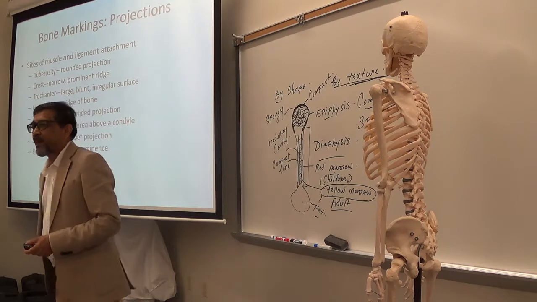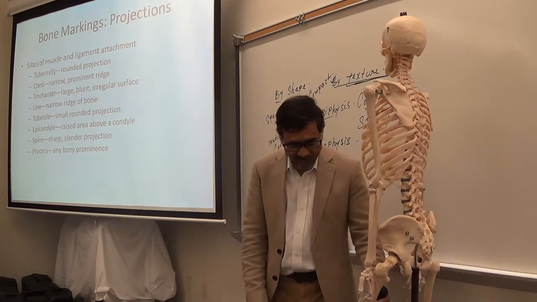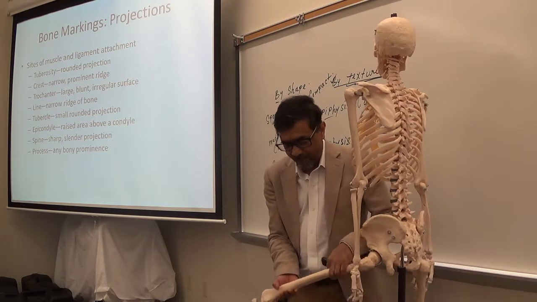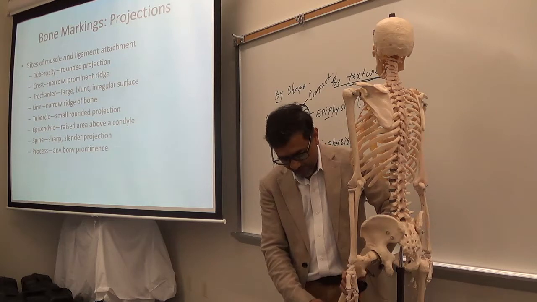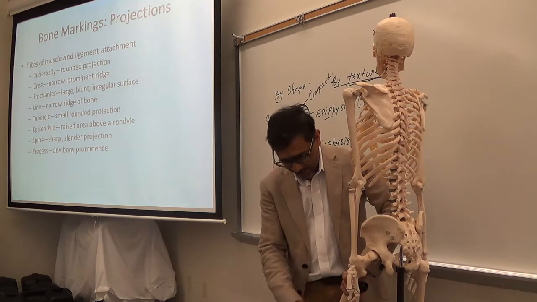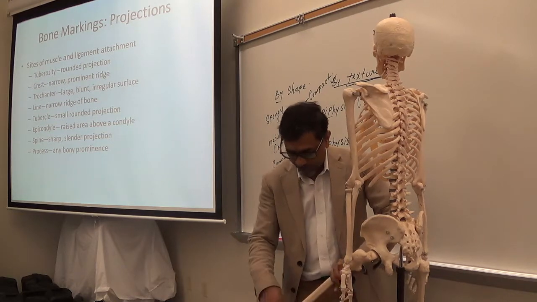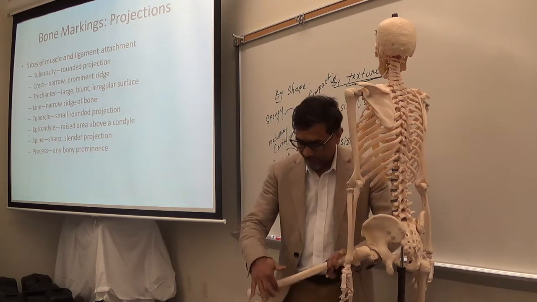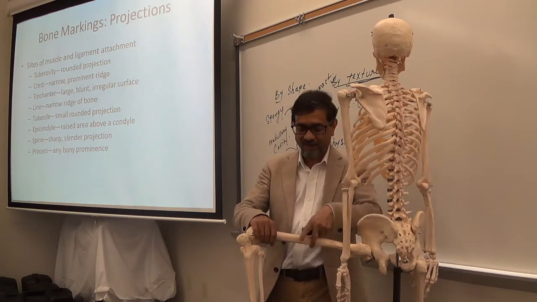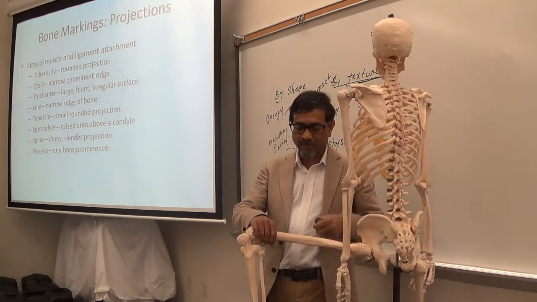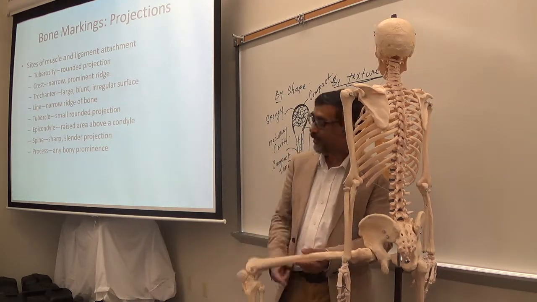Line. On some bones, you will see lines. For example, in the femur, you have linea aspera, a linear line. Supracondylar lines. Above the condyle, you have supracondylar lines like this, okay? When you see the bone next time, you'll see this is the linea aspera, and above the condyles, you have supracondylar lines.